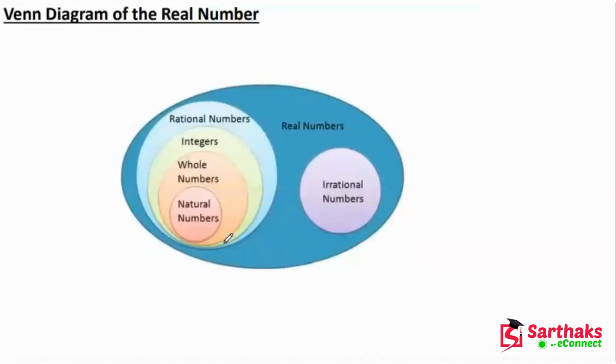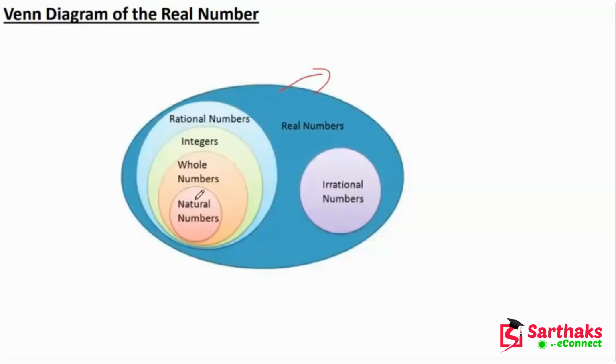Now, the Venn diagram of the real numbers. Through the Venn diagram, we can understand all these things. This whole complete box is the real numbers. All the numbers exist in this box.